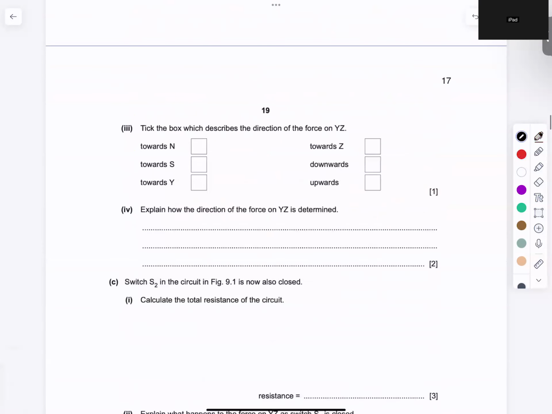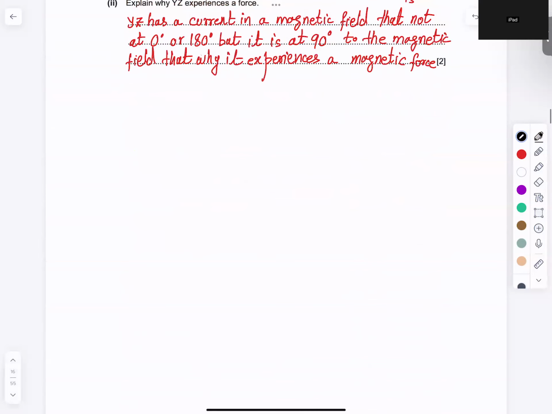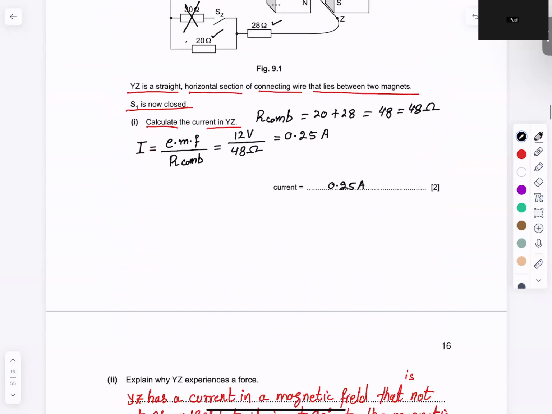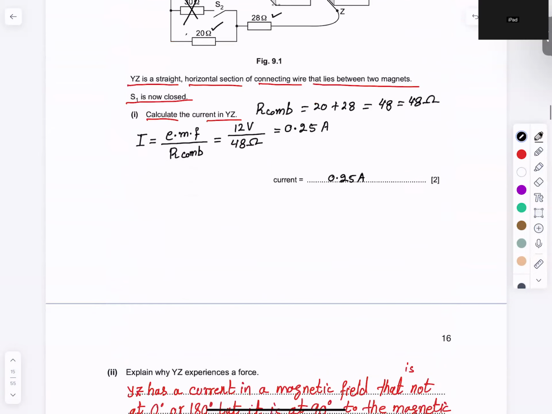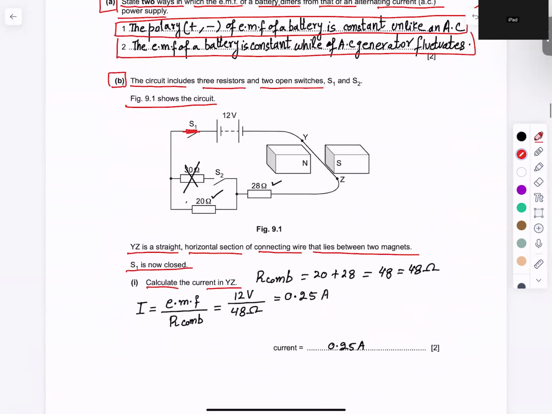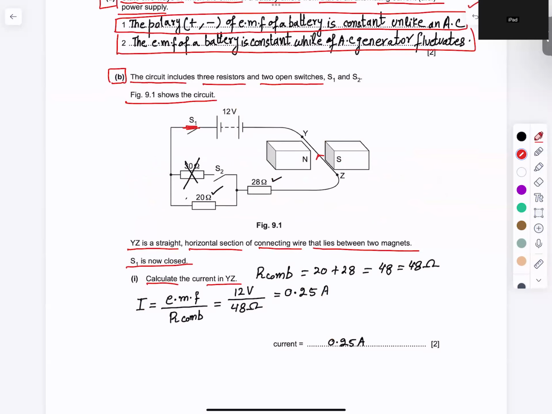Now the next part is: tick the box which describes the direction of force on YZ. So which box represents the direction of force on YZ? For that, you see a magnetic field is from north to south and the current is from Z to Y. Because current is from positive to negative. Since current always remains from positive to negative, current is from Z to Y. And the magnetic field will be from north to south.